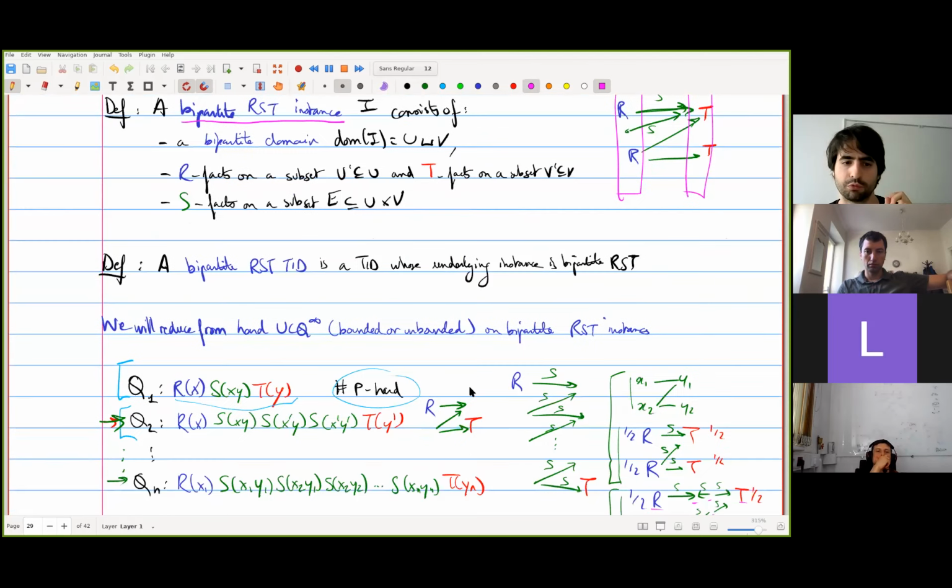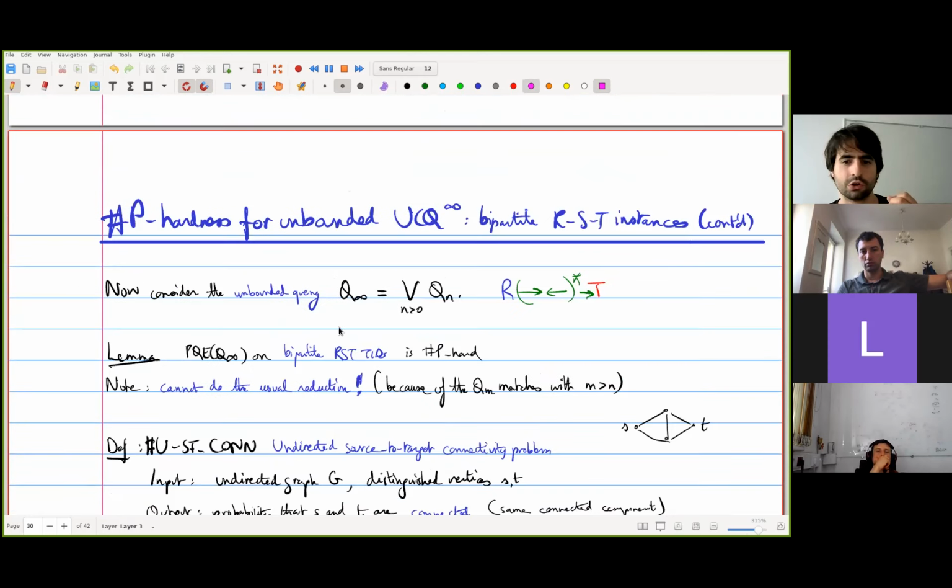So probabilistic query evaluation for the queries Q1 or Q2 or Qn. And I will also need another query, which is an unbounded query. I will also need the query that's the infinite disjunction of these queries. So this is just this RPQ. This is a query on bipartite RST instances that asks, is there an R fact and a T fact that are connected by a back and forth S path of an arbitrary length? I don't care what the length is. And I claim that this is also a hard query. So it's not covered by anything done before because it's an unbounded query.